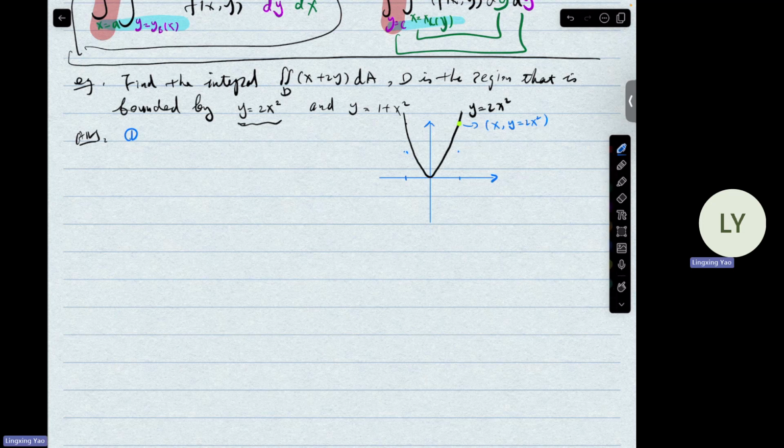Okay, so now let's look at the second curve, y equals 1 plus x squared. When x equals 0, y equals what? y is equal to 1, I think. Then I think this curve will be opening up, but how wide it is, how about we find the intersection of this second curve with the first curve? How do we do that?